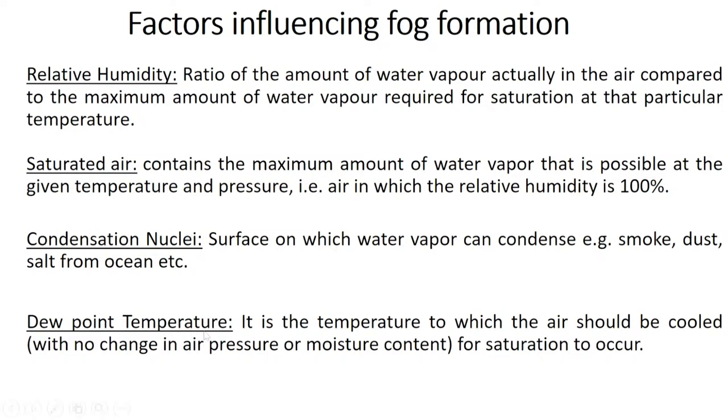Then coming to the last, the dew point temperature. It is the temperature to which the air should be cooled, with no change in the air pressure or moisture, for saturation to occur. So in ideal cases, when condensation nuclei are not there, at the point of fog formation the air parcel is at 100% relative humidity, it is saturated, and it is at the dew point temperature. If condensation nuclei are there, then even at a lower relative humidity, fog formation may start.